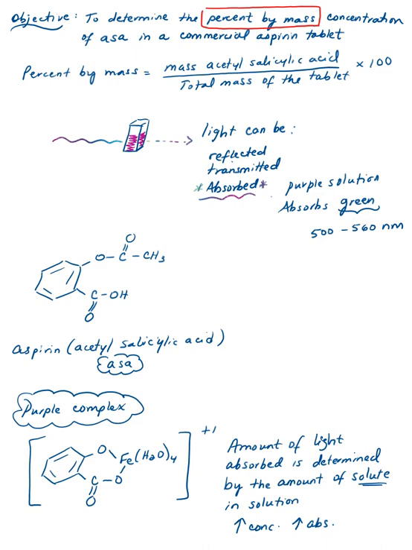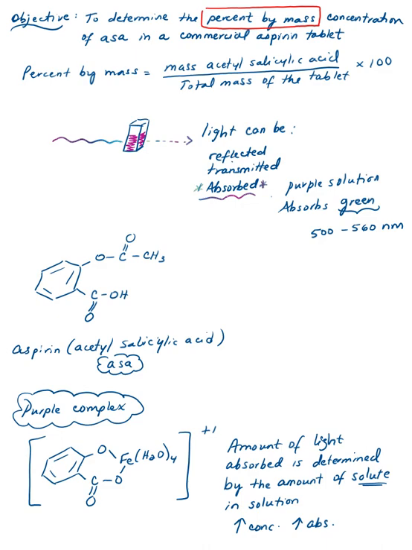That's the experimental data. So your solutions are going to have a purple color, not exactly the same purple color because they have different concentration. The concentration is due to the amount of aspirin that you have in each dilution. The more concentrated solution will have a darker purple color. The amount of light that is going to be absorbed by your solution is going to depend on the amount of acetyl salicylic acid that is present.